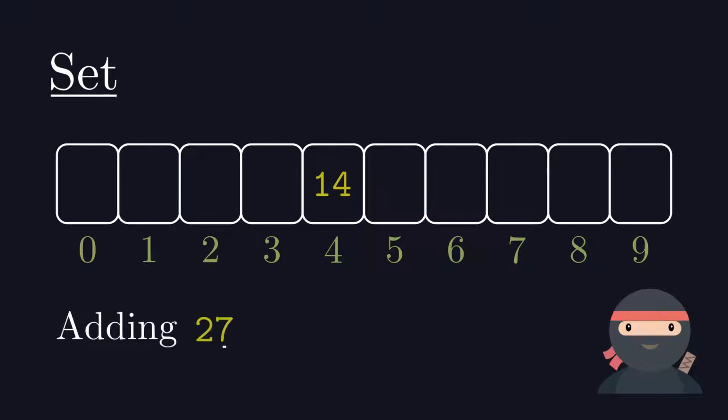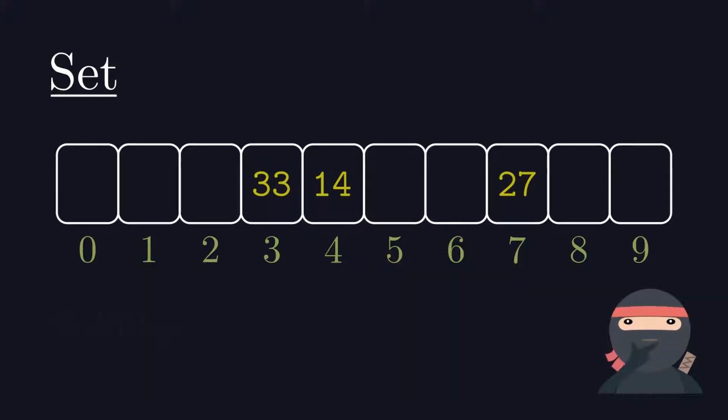Similarly, we can add 27 to index 7 and 33 to index 3. When we try to search for 27, we need to compute the hash again, which will be 7. We will compare the element at index 7 with 27. If they match, then the value is in the set.